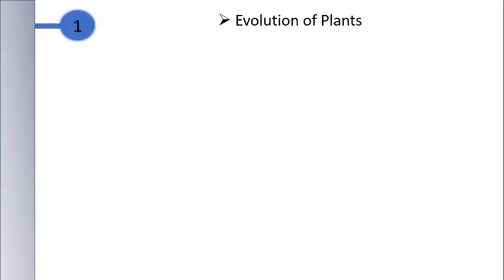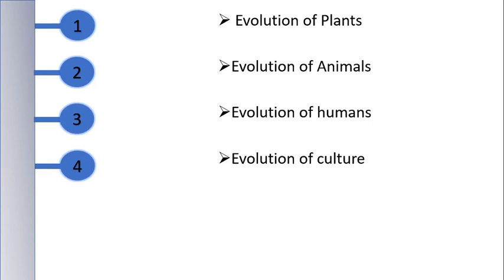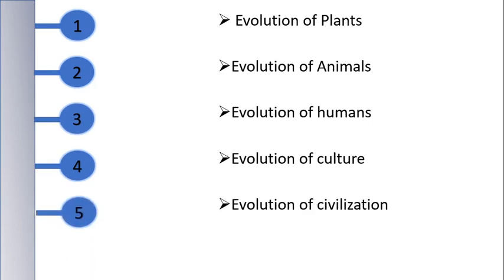So the first thing is I'll click. At times you can use the arrow key. So I've clicked and then it has come in. Okay. Then the next, click again and you can see evolution of plants. Then I click again, evolution of animals. Then I can click again, evolution of humans. Then I click again, evolution of culture. And then the last thing, evolution of civilization. So this is very, very calm.